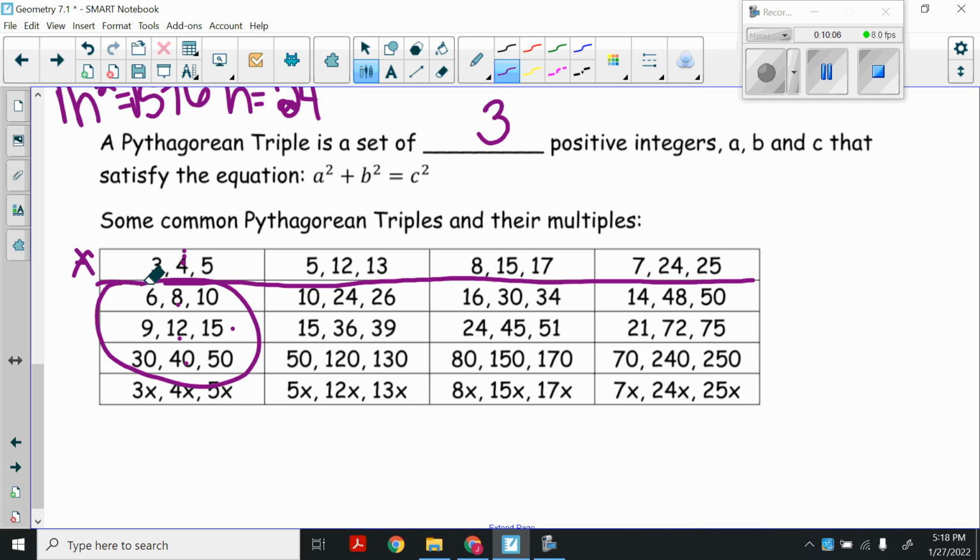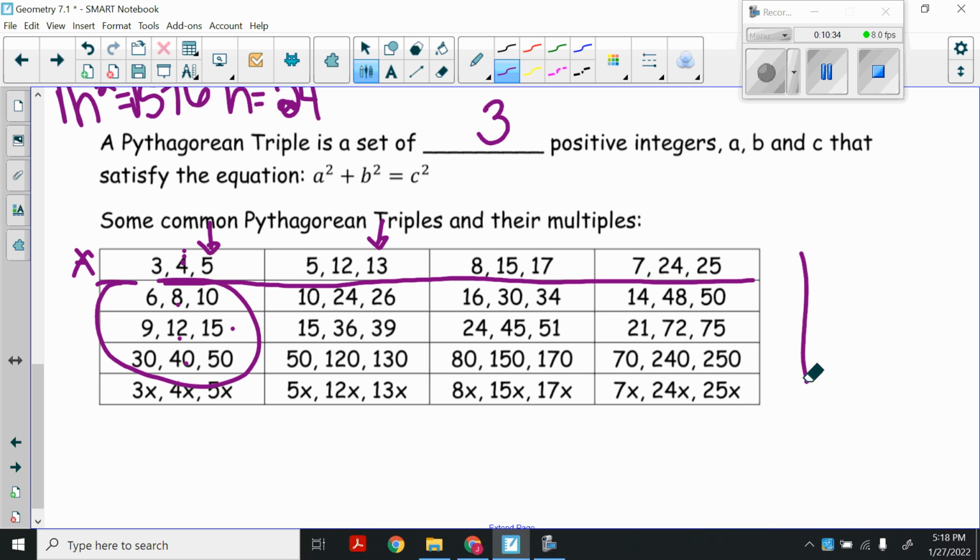Same thing here, 5, 12, 13. Its multiples, 10, 24, 26, 15, 36, 39, 50, 120, 130. And then going across, we see 8, 15, 17, 7, 24, 25, and all of their multiples. The nice thing about Pythagorean triples is if we memorize our triples, then we don't have to do Pythagorean theorem. You just have to remember that in a triple, your biggest number has to be the hypotenuse.